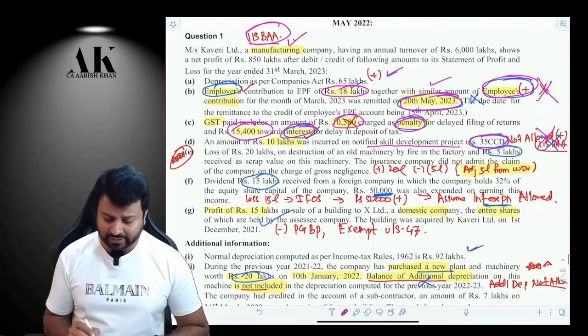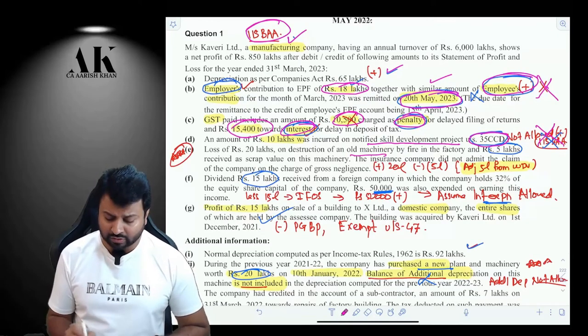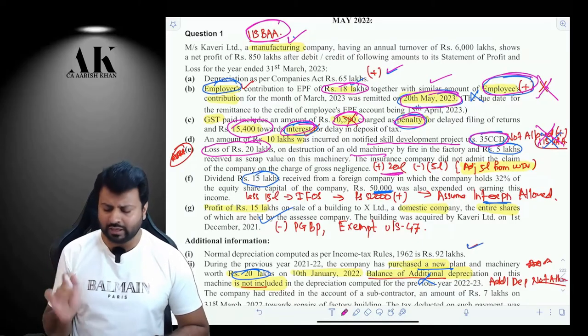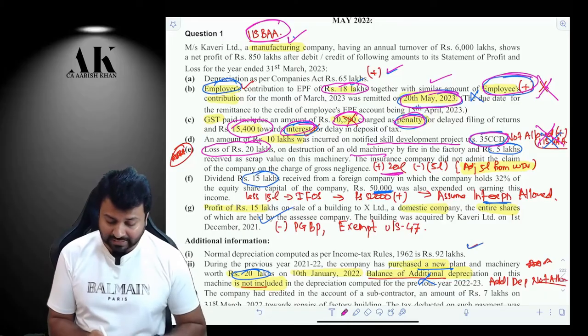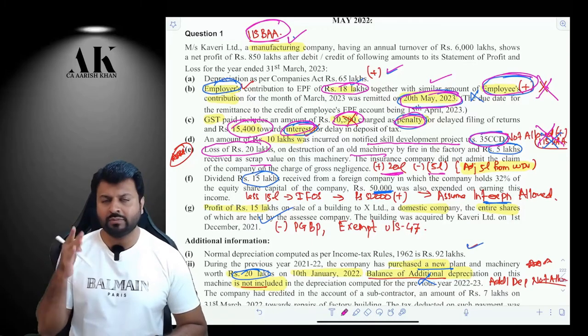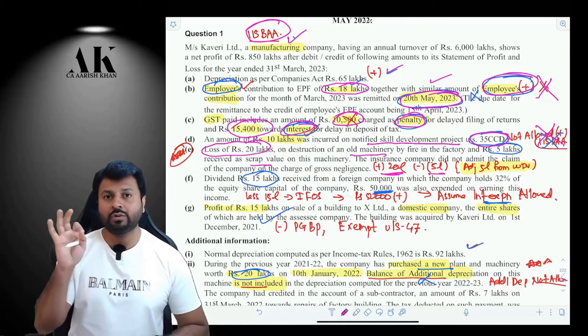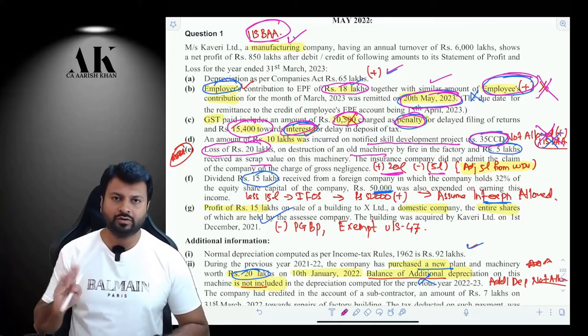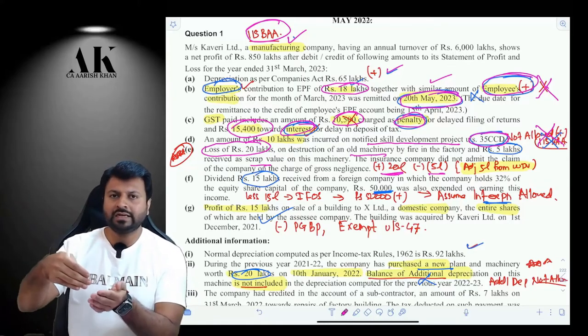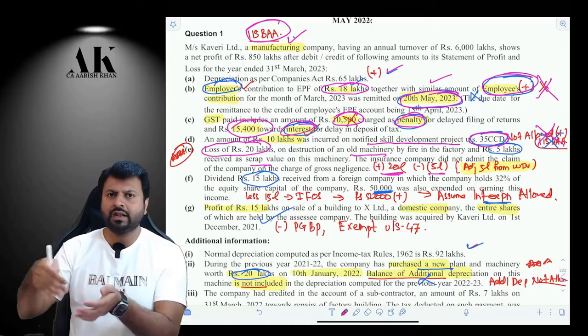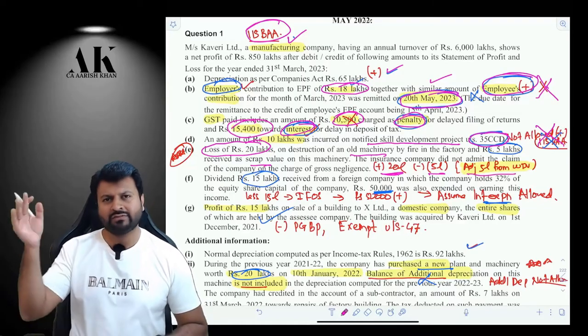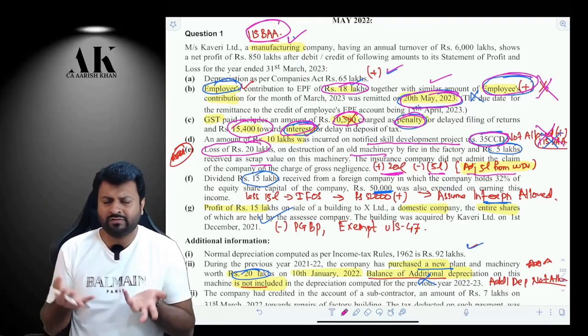Now, next one is a very good adjustment. There is an old machinery which got destroyed because of fire and there is a loss of 20 lakhs. So, first of all, add back this loss. This loss is not allowed as a deduction. Now, you are also receiving some scrap on that machinery. That scrap is also to be reduced from PGBP income. That is also not your income. You have to adjust that scrap in the WDV of the block of asset. So, the loss has to be added back, the scrap which you have received and credited to the P&L has to be reduced, and you have to adjust this 5 lakh from the WDV of the block of asset. In this question, the WDV of the block of asset is not given.